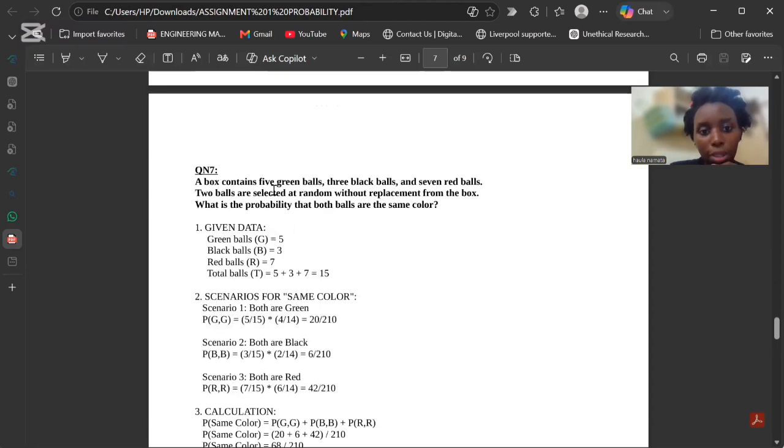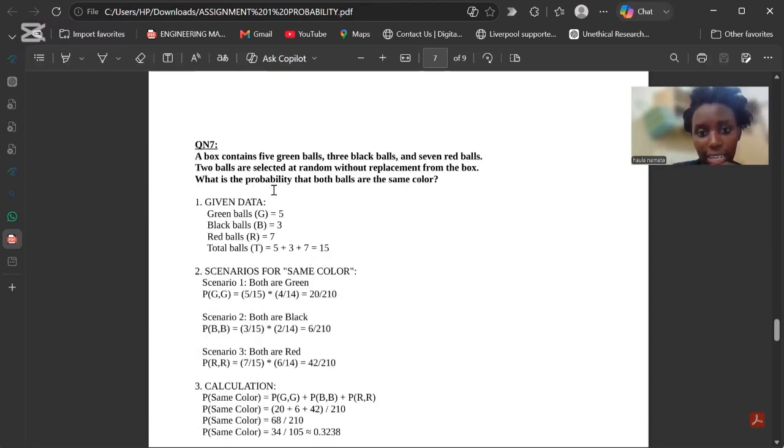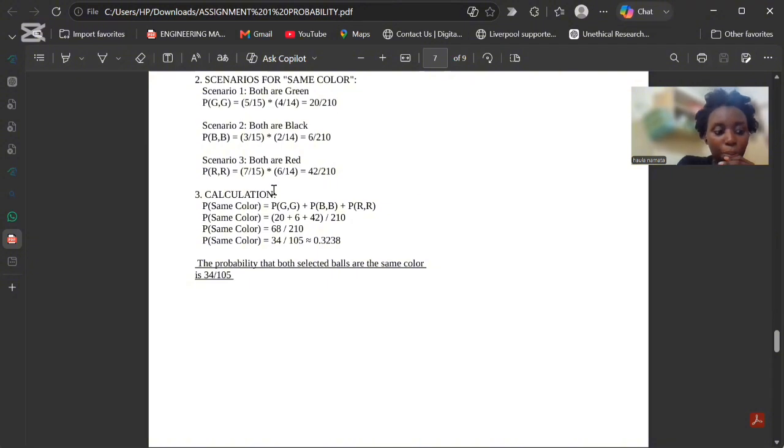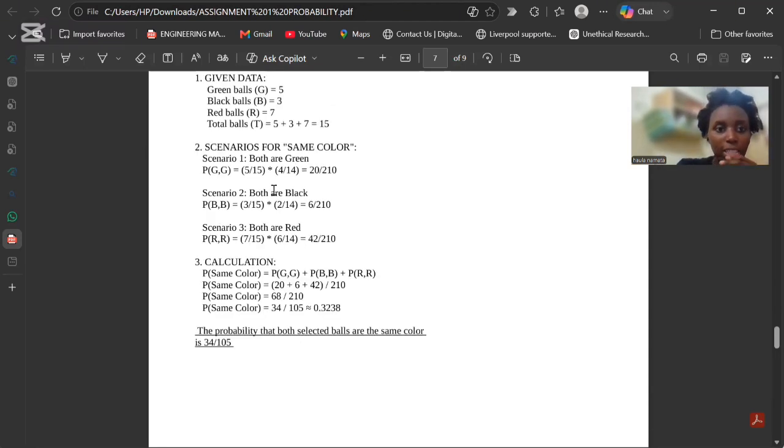Remember, the question tells us 2 balls are selected without replacement, meaning we pick a ball and we do not put it back into the box, and the total number of balls in the box keeps on reducing depending on each given ball. You understand? So if we pick green, the number of green balls will reduce from 5 to 4. If we pick black, the number of black balls will reduce from 3 to 2. Red will reduce from 7 to 6, and so on.